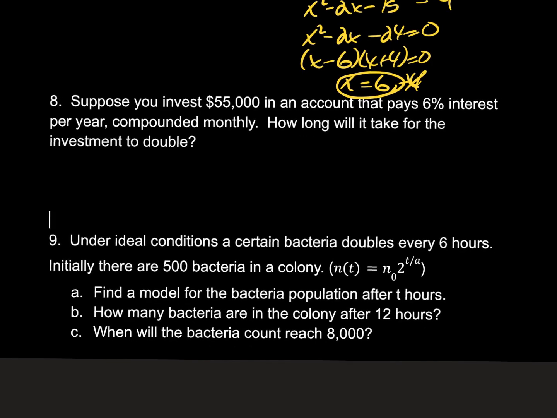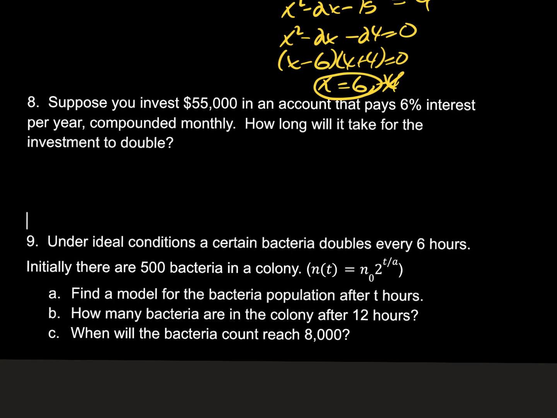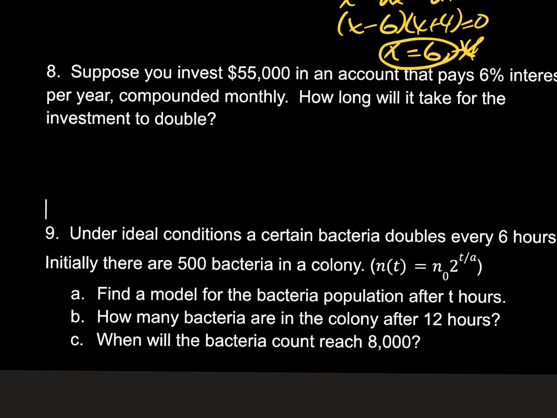Number 8. Suppose you invest $55,000 in an account that pays 6% interest compounded monthly. How long will it take for it to double? Okay, so if you double $55,000, you're going to get $110,000. So over here, I'm going to put $110,000. That's what I end up with.